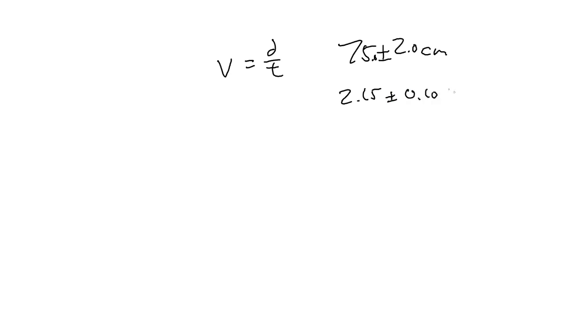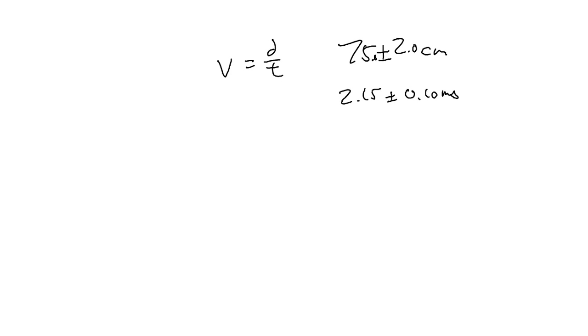So our equation is going to be v equals our distance over time, right? All right. So we have our distance, which is 75 plus or minus 2 centimeters. And I know I should probably do the significant figures. And we also have our time as 2.15 plus or minus 0.10 milliseconds, right?